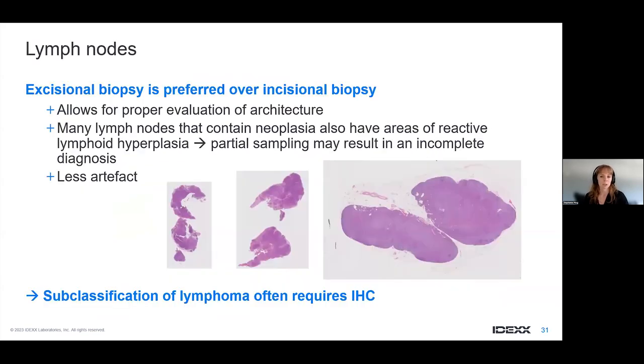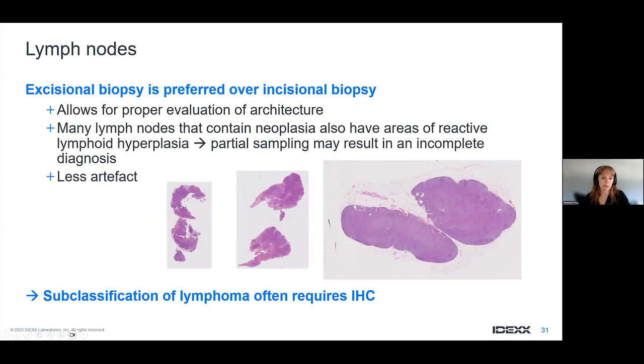I've mentioned lymph node biopsies in general. Just something to bear in mind is that subclassification of lymphomas is usually not possible just based on the routine H&E section. So this is something where we usually require immunohistochemistry as an ancillary test. That's just something to keep in mind. And again, I'm aware it's not always possible, but if possible, if you submit a whole lymph node, that is preferred over lymph node biopsies.